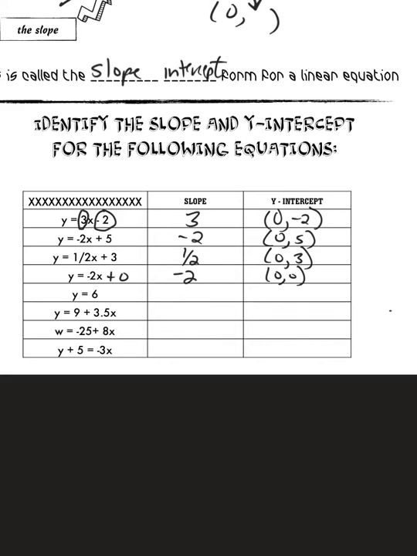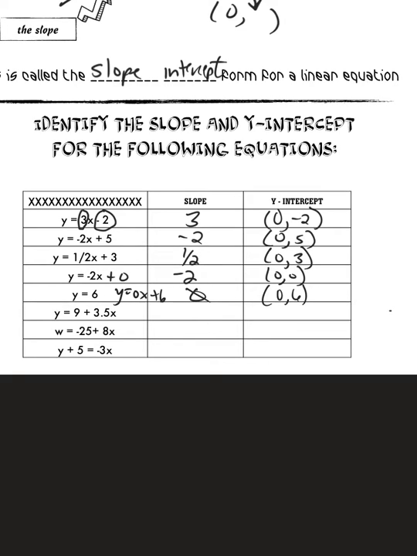The next example, if you notice, you don't have an independent variable in there. And basically, if you did rewrite this with an independent variable, it would look like y equals 0x plus 6. The only time when you ever have y equals and then just a constant number would mean that you have 0 slope. So 0 would go in the slope spot, and your y-intercept would be 0, 6.